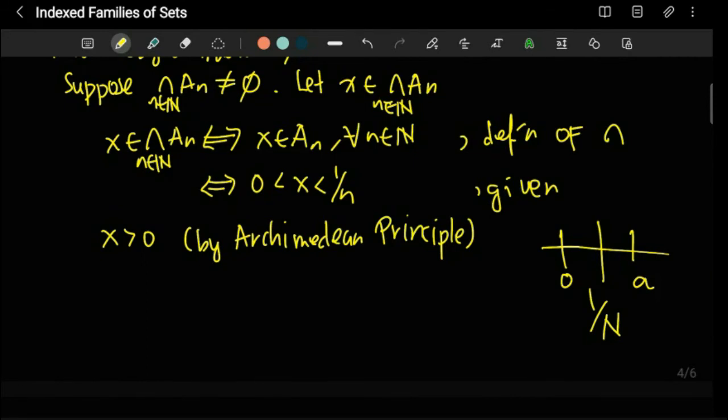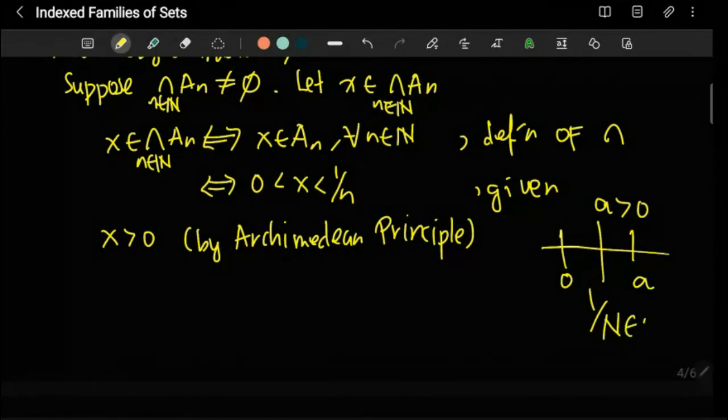Whenever you have a positive number a, so a is greater than 0, there's always a 1 over n between 0 and a. Always. You will always find a natural number n such that 1 over n is smaller than a, or in between 0 and a. So, since x is greater than 0, by the Archimedean principle, here our a is x.